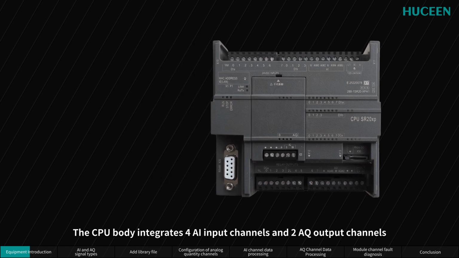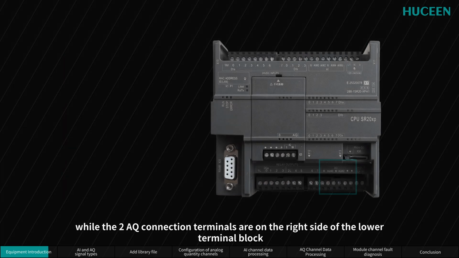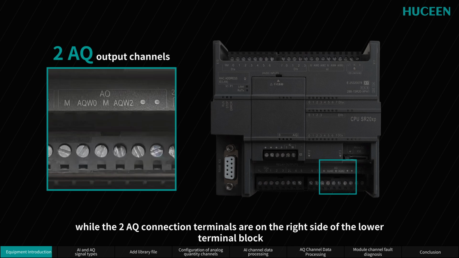The CPU body integrates 4 AI input channels and 2 AQ output channels. The 4 AI connection terminals are located on the right side of the upper terminal block, while the 2 AQ connection terminals are on the right side of the lower terminal block.